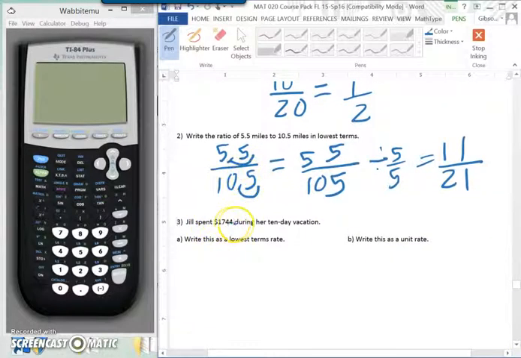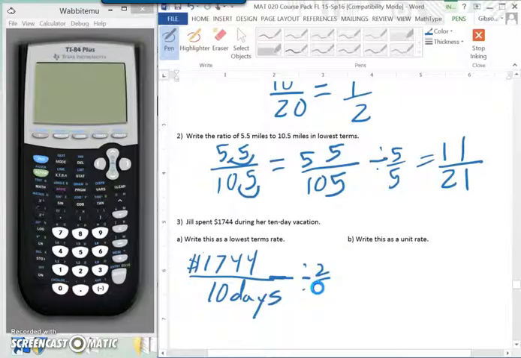Okay, now, we go here. Jill spent $1,744 during her 10-day vacation. Write this as a lowest terms rate. So now it says write this as a lowest term rate. So we would have $1,744 divided by 10 days. Now, whenever we do a rate, that means that our unit values are different. So what we have is 1,744 divided by 10.